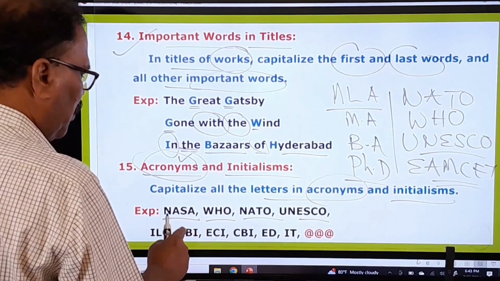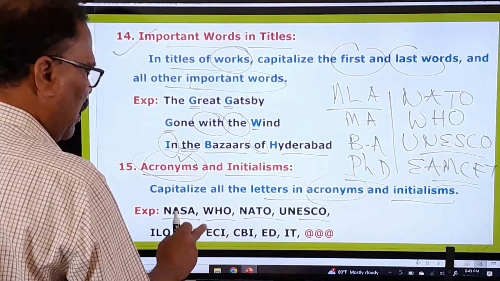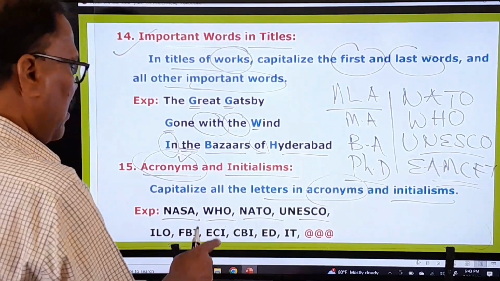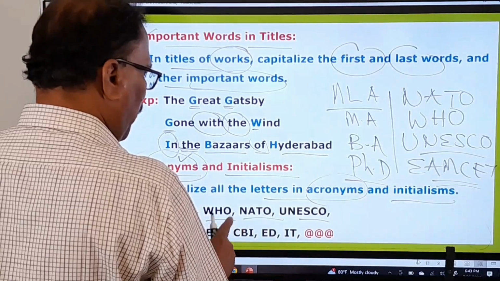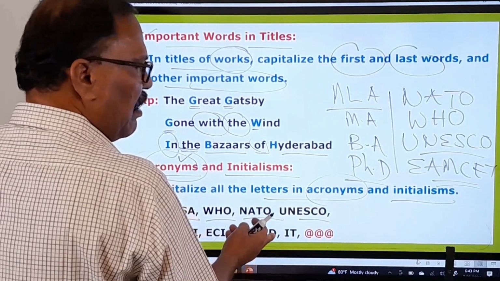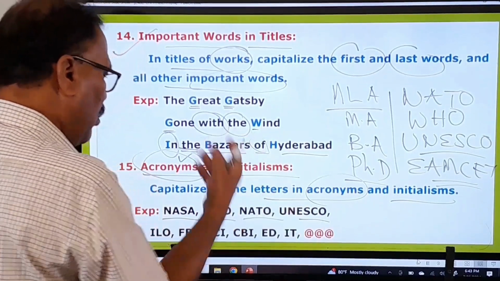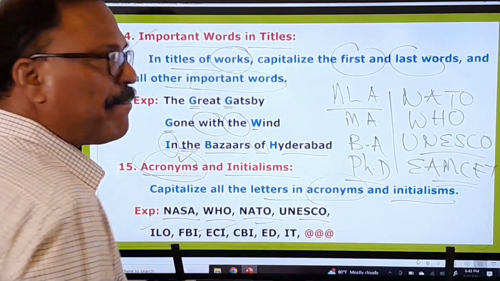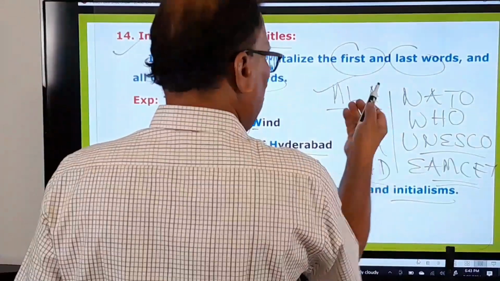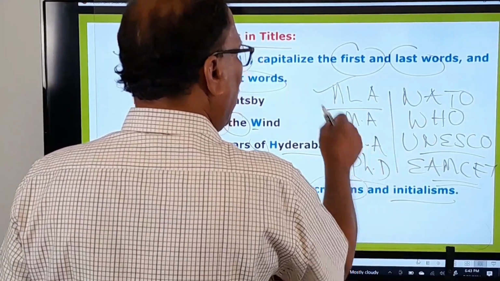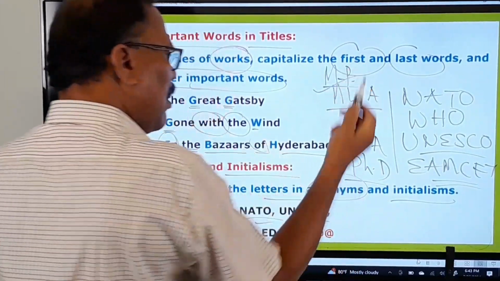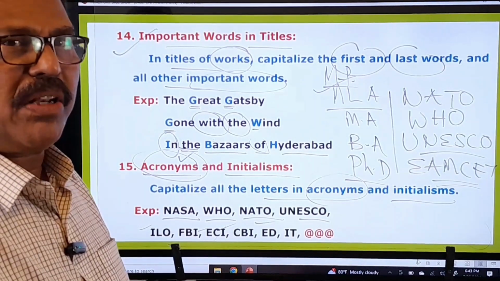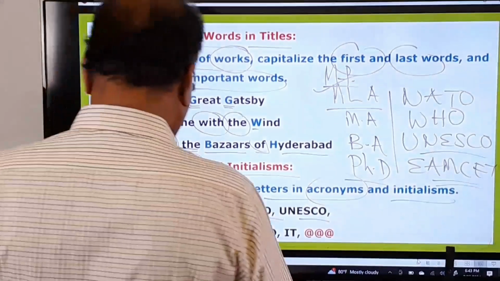Federal Bureau of Investigation, ECI, Election Commission of India, CBI, all these things you know pretty well nowadays. Central Bureau of Investigation, Enforcement Directorate, ED and IT, all these things you know very well. That's why I have given all of them. These are all abbreviations. So even general abbreviations like MLA, MA, BA, MP are all to be capitalized. You don't write them with small letters, right?